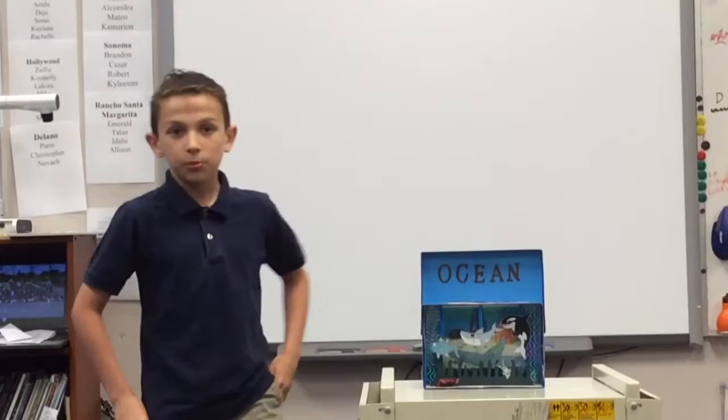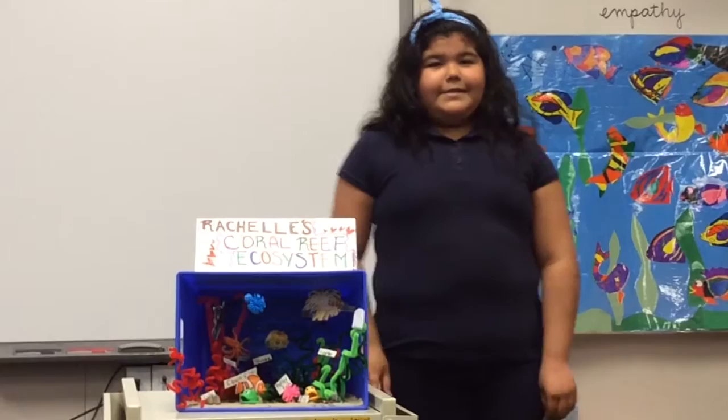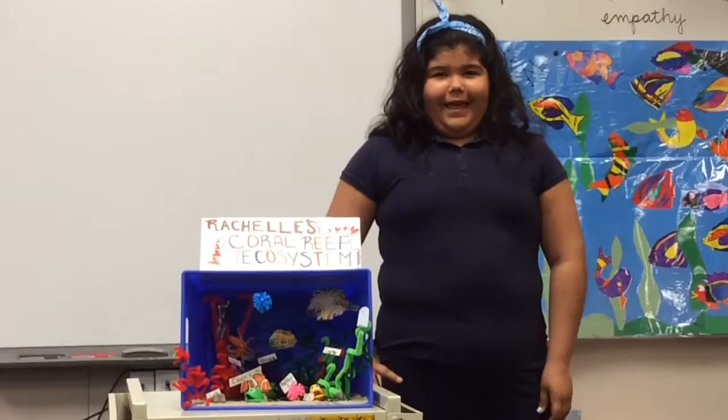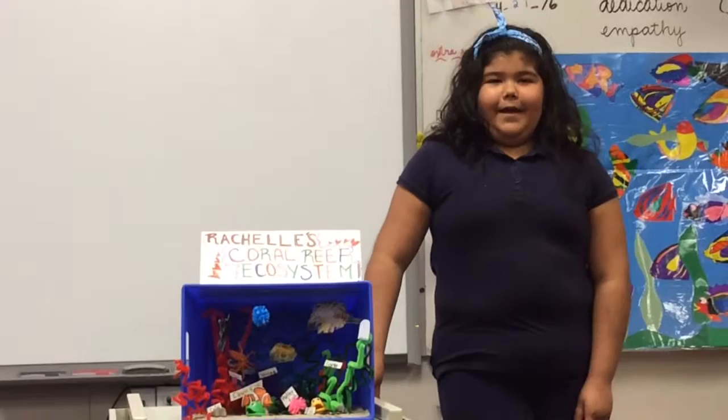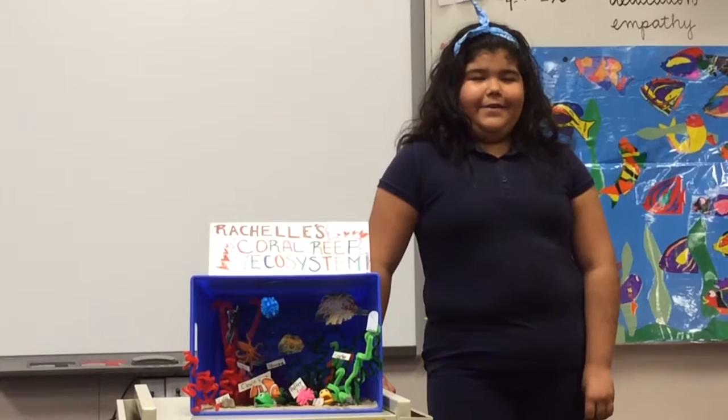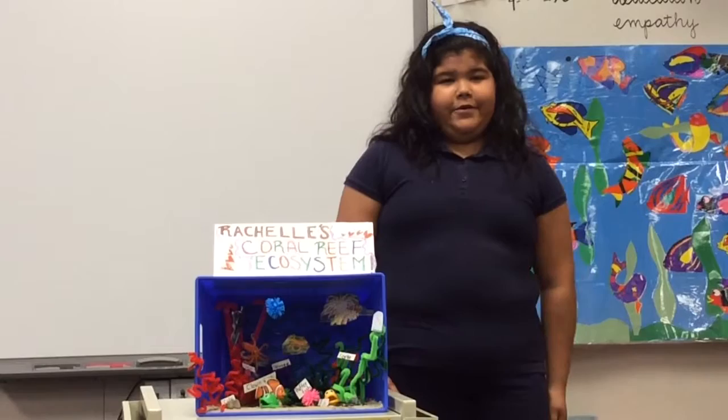My ecosystem is coral reef. Some known organisms are crab, shrimp, angelfish, and coral. Some unknown organisms are blue-ringed octopus, brittle star, and horseshoe crab. These animals live in the ocean. These are some characteristics.